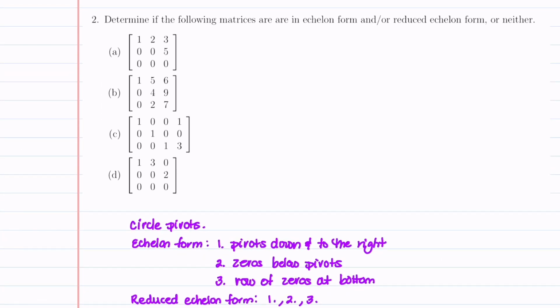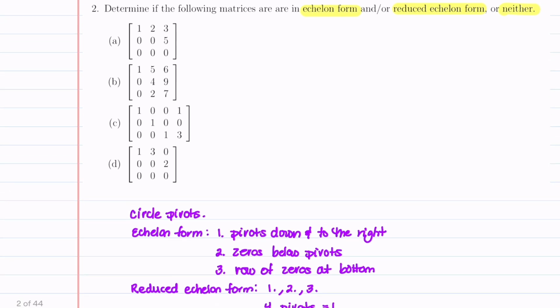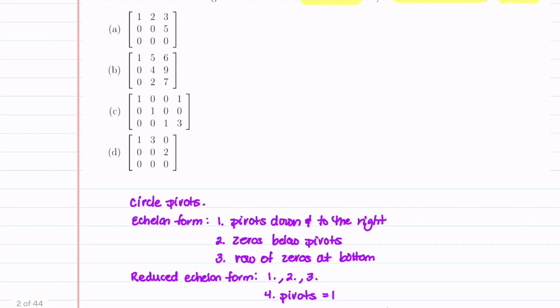In our second question, we're given four matrices, and we're asked to determine if they are in echelon form or in reduced echelon form or neither. Down below, I've written down the steps that we can follow. The first thing that we're going to do is circle the pivots, and then we're going to check if our matrix is in echelon form.